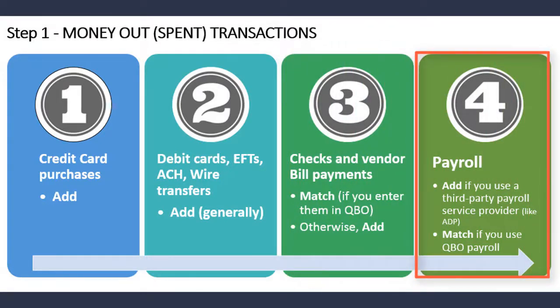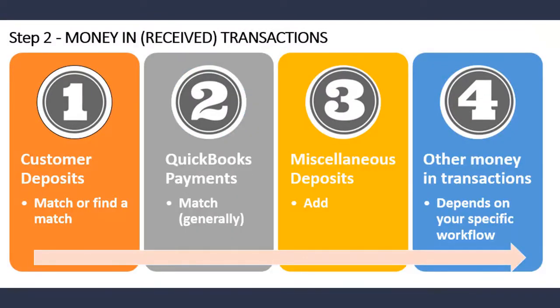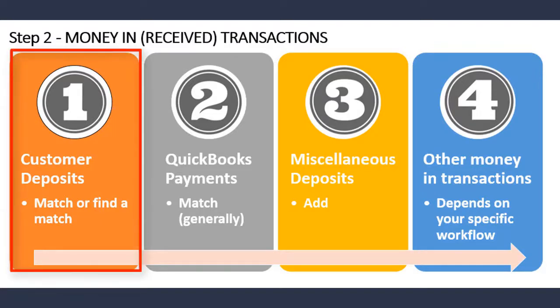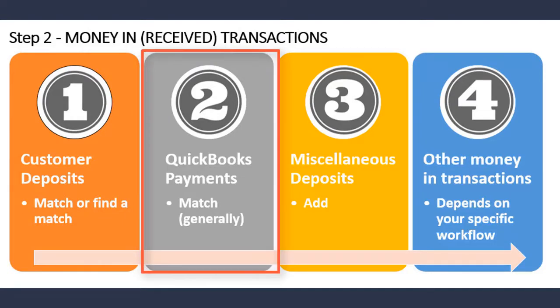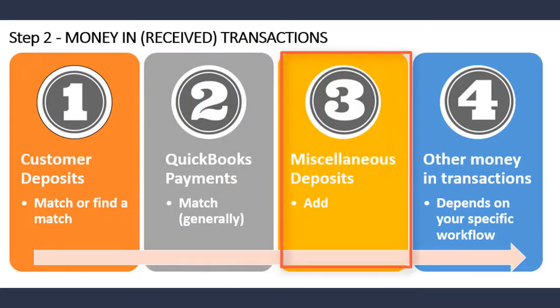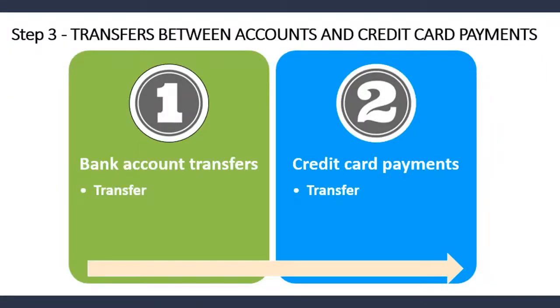For payroll transactions, you will add them if you use a third-party service provider, and you will match if you use QuickBooks Payroll. Next, work with your money in transactions or receive transactions. You generally want to match or find a match for money in transactions, whether you use method 1 or method 2. And generally, you'll match QuickBooks Payments transactions. For miscellaneous deposits, you will generally add those transactions. Finally, work with transfers and credit card payments.